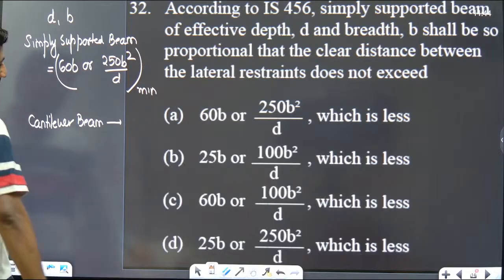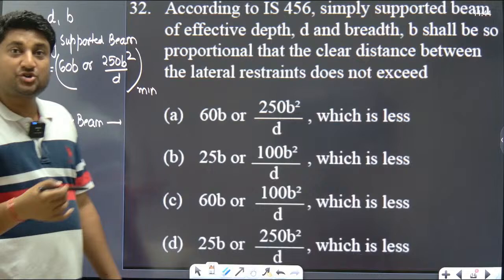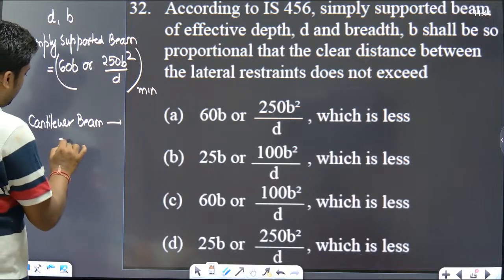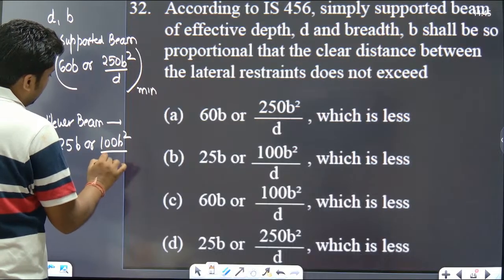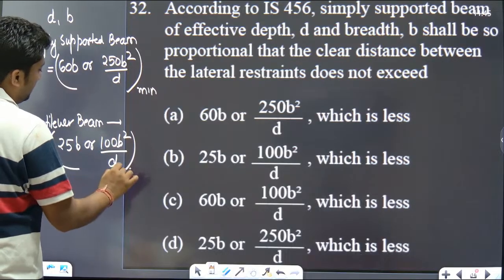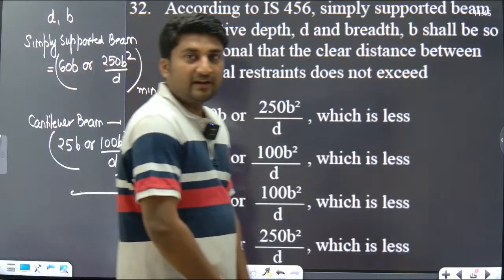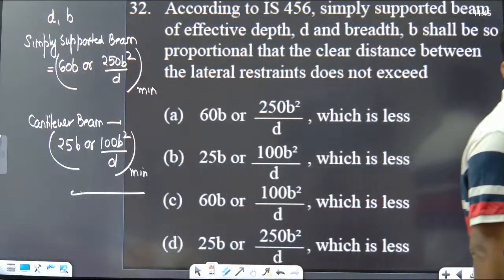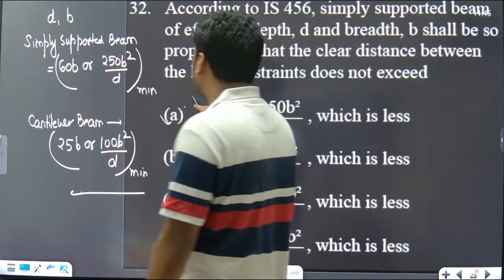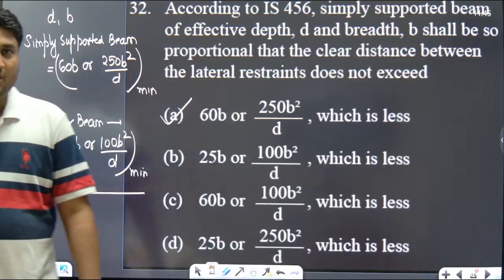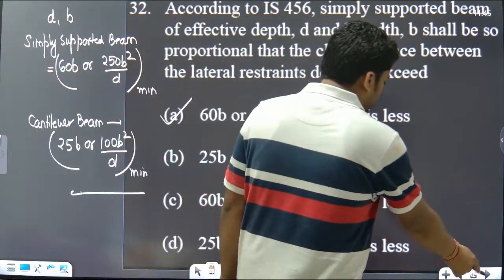And for a cantilever beam, the lateral restraint from the free end should not be more than 25B or 100B square by D. The lesser value, the minimum value, is to be taken. Understood? So you are asked with the simply supported beam, option A is the correct answer. Understood everyone? We will move ahead with the next question.